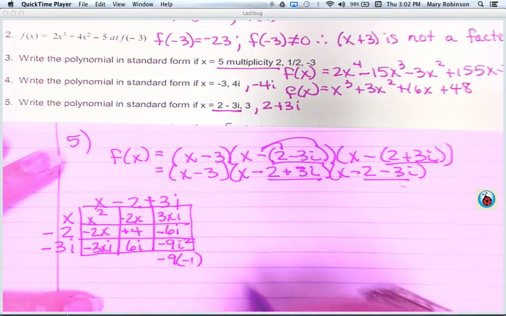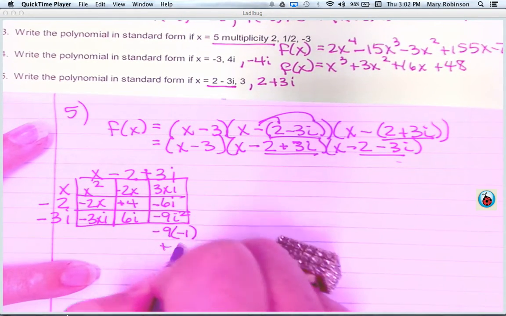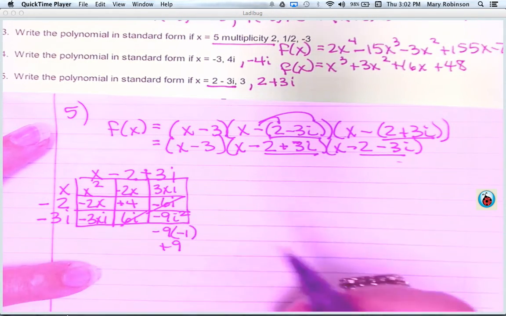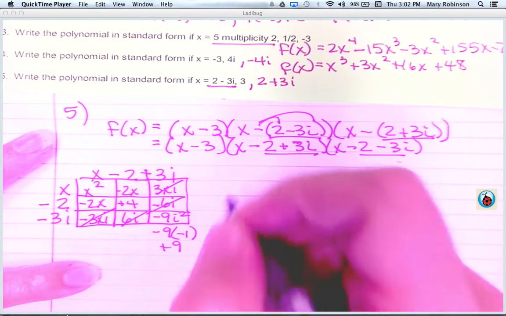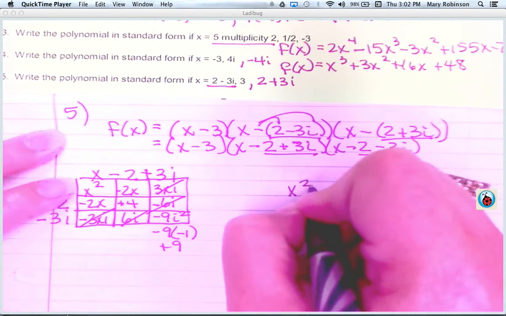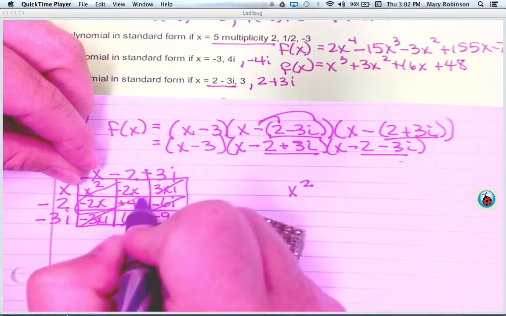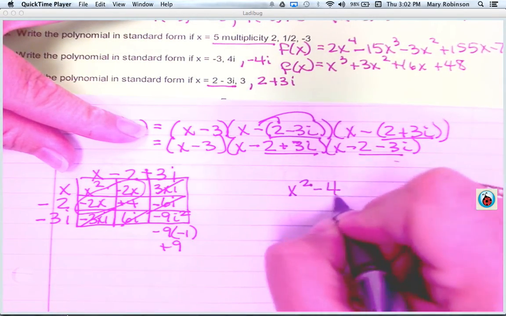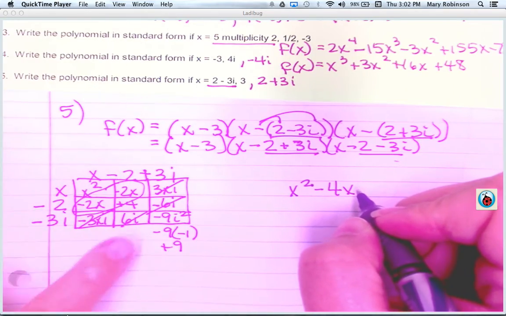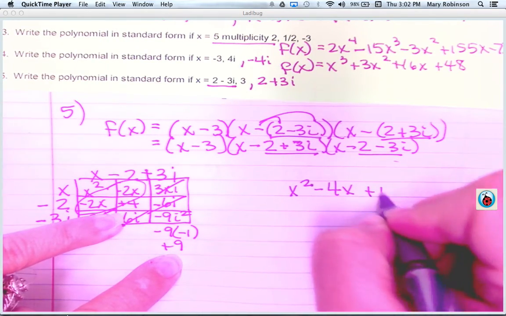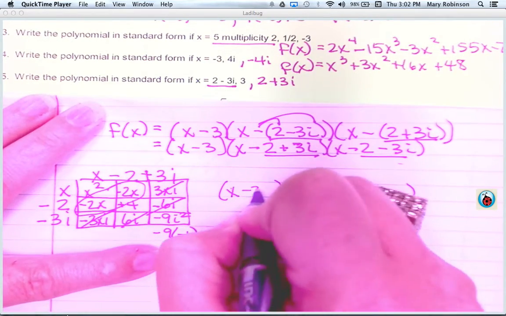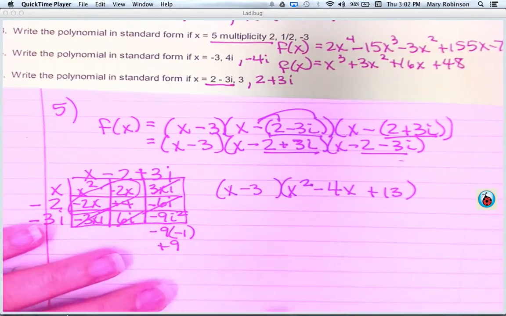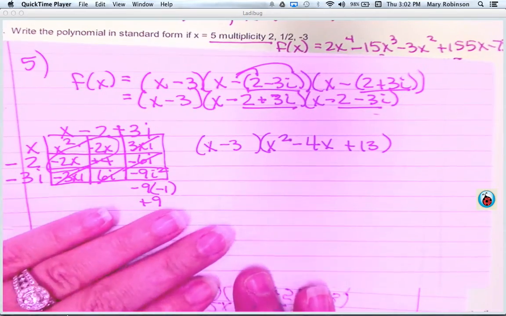Negative 9 times negative 1 for negative i squared will give us positive 9. Our 6i terms cancel, our xi terms cancel, and we should end up with x squared, we've got like terms here, minus 4x, and then 4 and 9 should be combined to get 13. We then need to distribute it over the term x minus 3, so you can use box method or just double distribute.